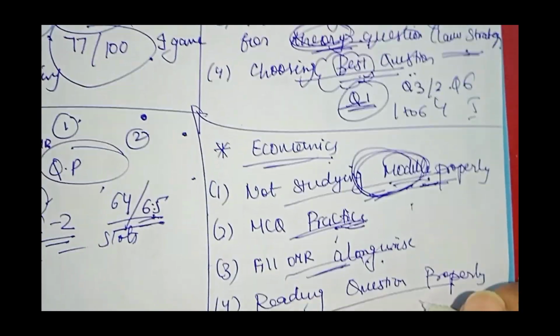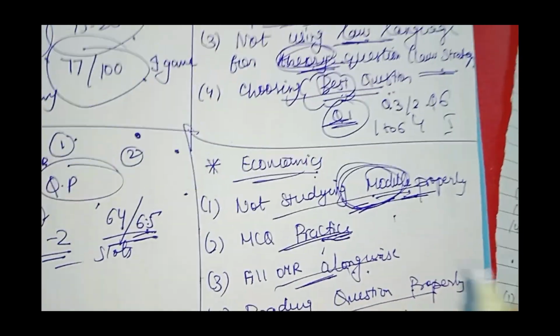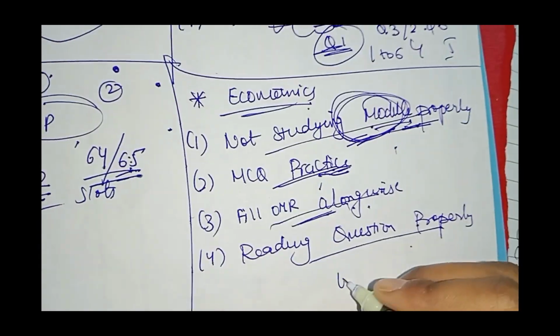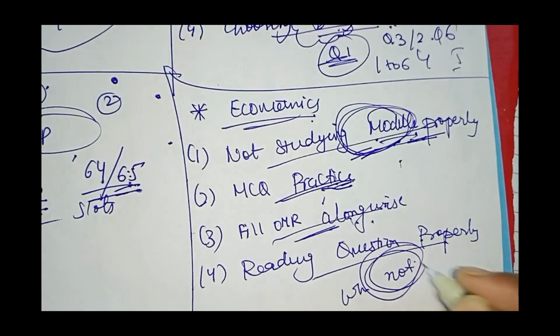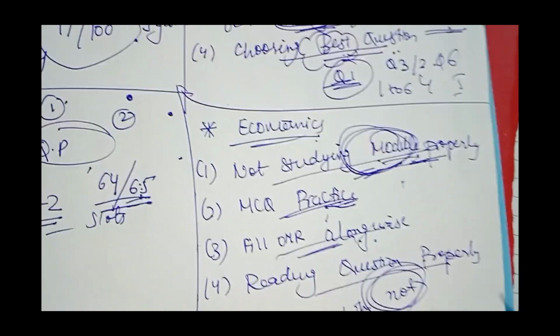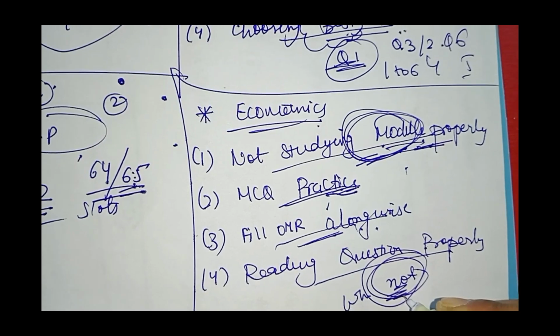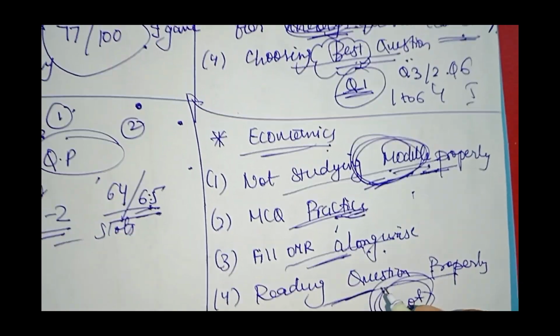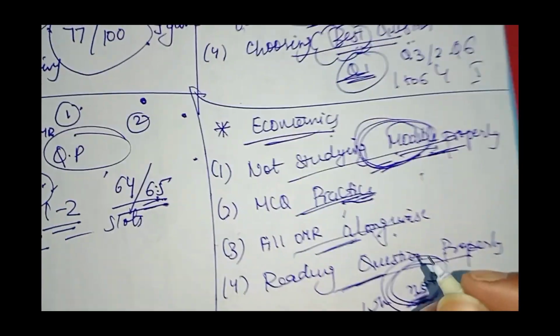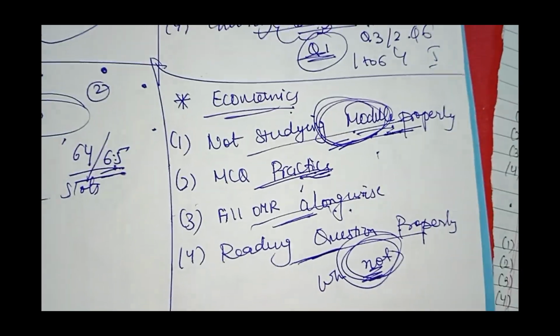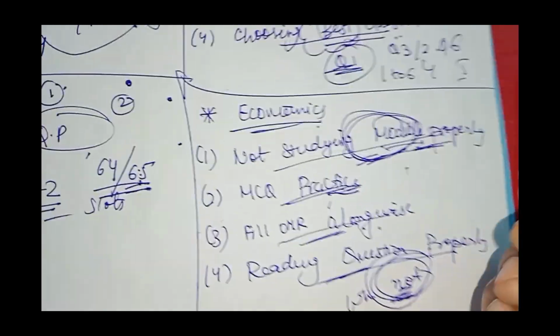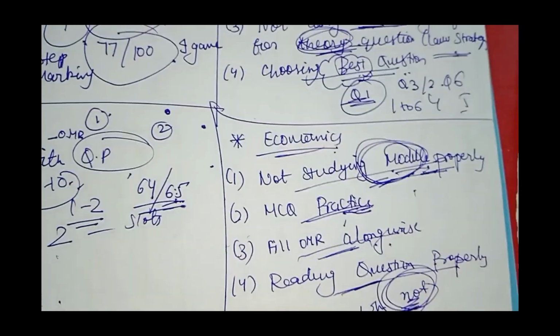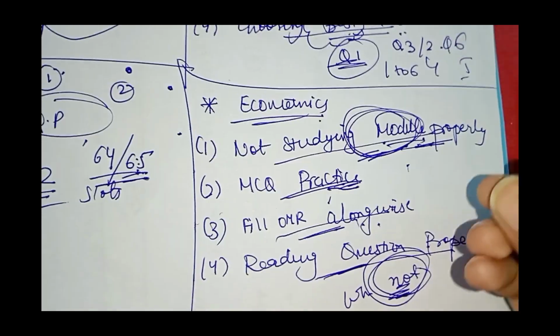Then, reading the question properly. In economics, if you read the question properly you will get the answer. Otherwise, if you skip a word like "which of the following is NOT", if you skip the "not", your answer is wrong. So focus on every single point that is written in the question, and this point actually is for every subject. If you're not reading the question properly, you'll get it wrong. Trust me, read the question properly twice, thrice, till the time you get what the question wants to say or what the question wants you to answer properly.